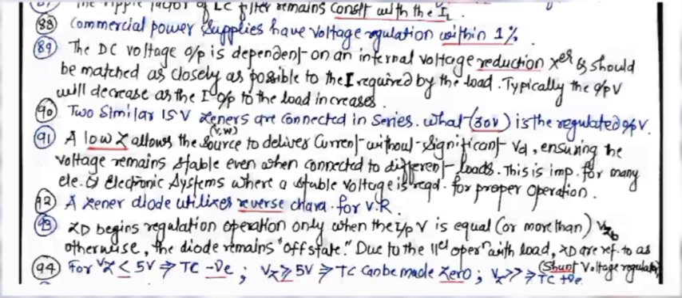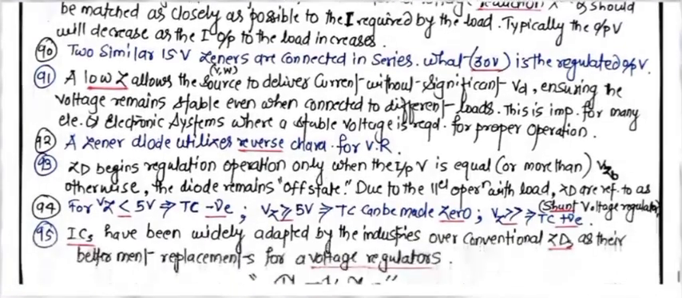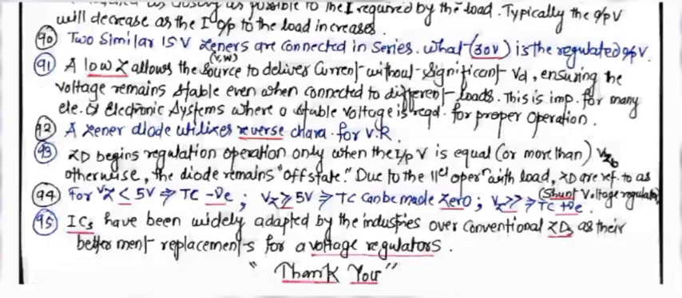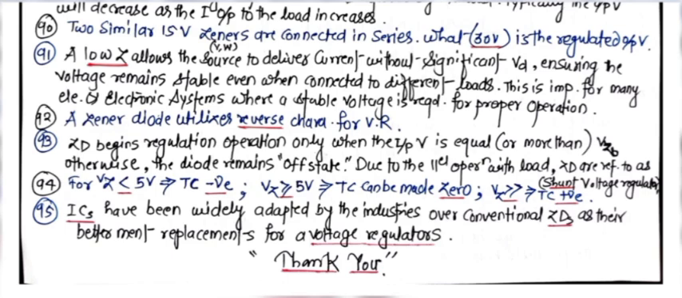proper operation. A Zener diode utilizes reverse characteristics for voltage regulation. The Zener diode begins regulation operation only when the input voltage is equal to or more than the breakdown Zener voltage. Otherwise, the diode remains in the off state, due to the parallel operation with the load. Zener diodes are referred to as shunt voltage regulators. For Zener voltage less than 5 volts, the temperature coefficient is negative. If Zener voltage is greater than or equal to 5 volts, then the temperature coefficient can be made 0. If Zener voltage is greater than these values, then the temperature coefficient is positive.